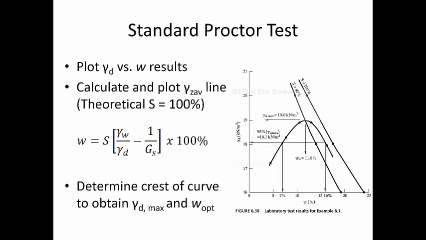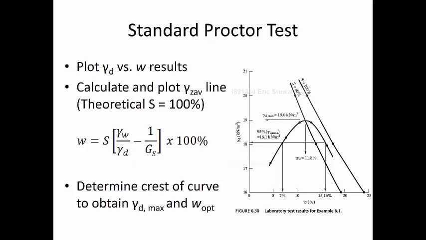Once all of those points are plotted on a curve, you can see on the right side there are 1, 2, 3, 4, 5 different points plotted in this curve. And notice there are 2 of those points that are above the crest of the curve. And once they are plotted, then that crest of the curve allows us to determine the maximum dry unit weight at the optimum moisture content. In this case, it's 19 kilograms per cubic meter at 11.8% moisture content.